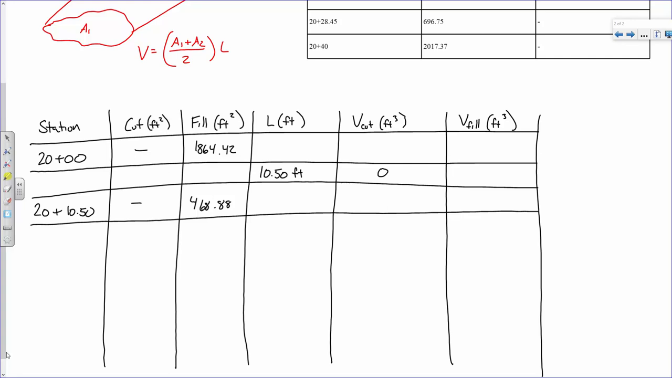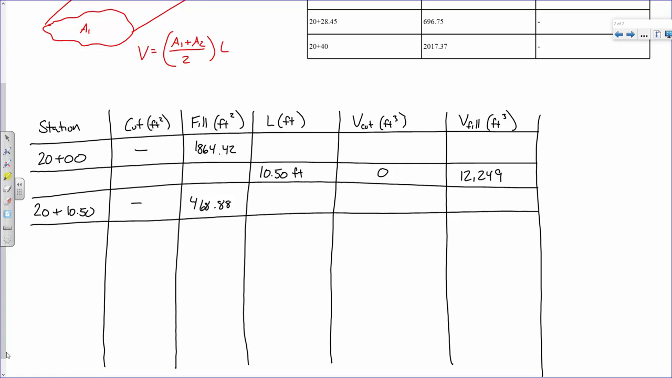As for the fill, how do I determine the volume of fill between these two stations? Well, I'm cutting this much out of this station, this much out of this. Average those two, multiply by the length. And so what does that come out to be? 12,249. There you go.